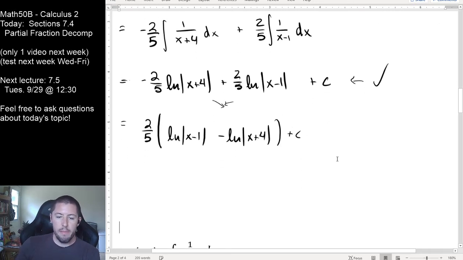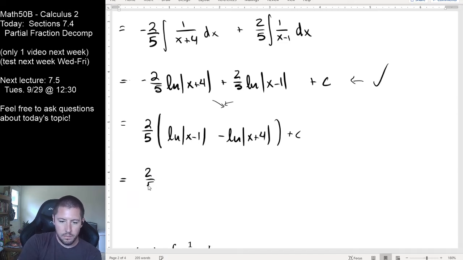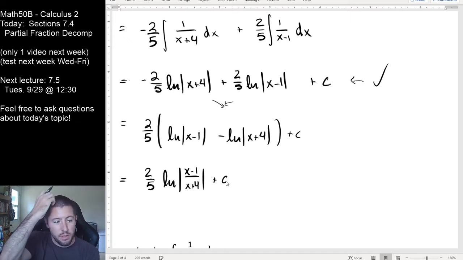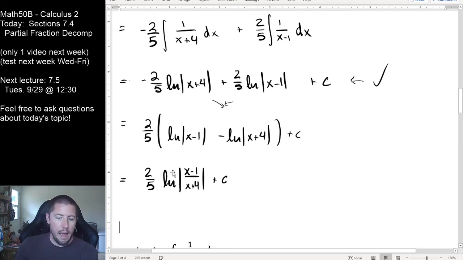And if we do this, remember that we get this log property here: subtraction outside the log is just as good as division inside the log. So the book actually doesn't do this one. The book just says set it up. So they won't even have an answer back there that looks like this. But if they did, I bet that this is what the book would give as a final answer right there.